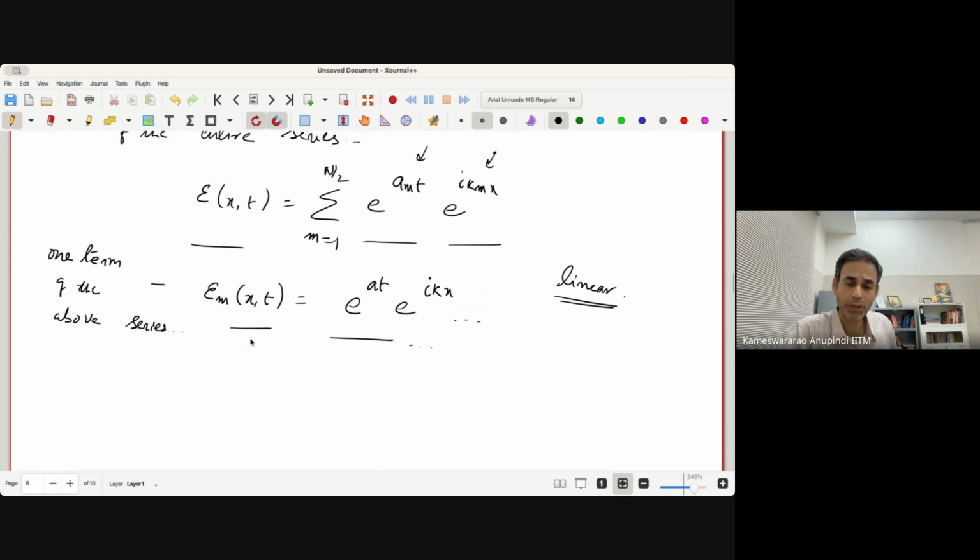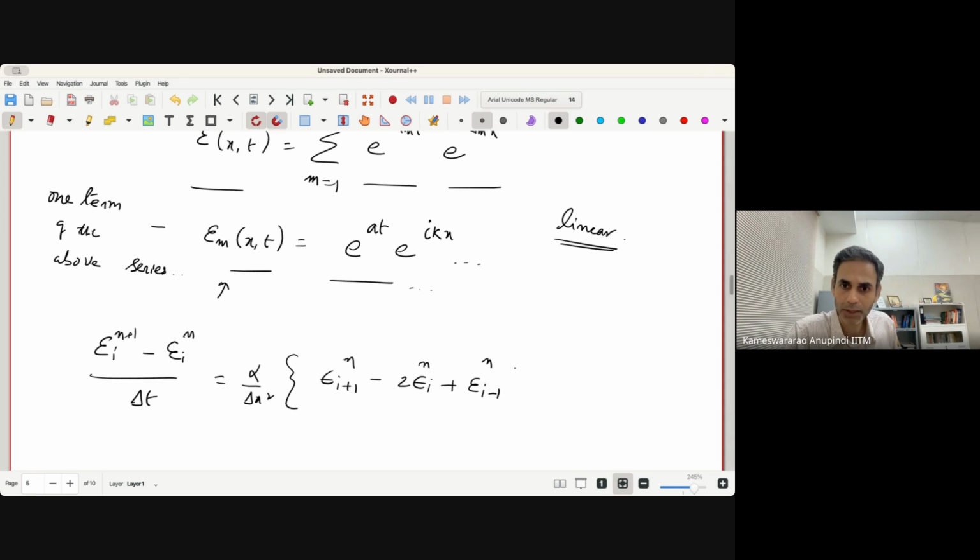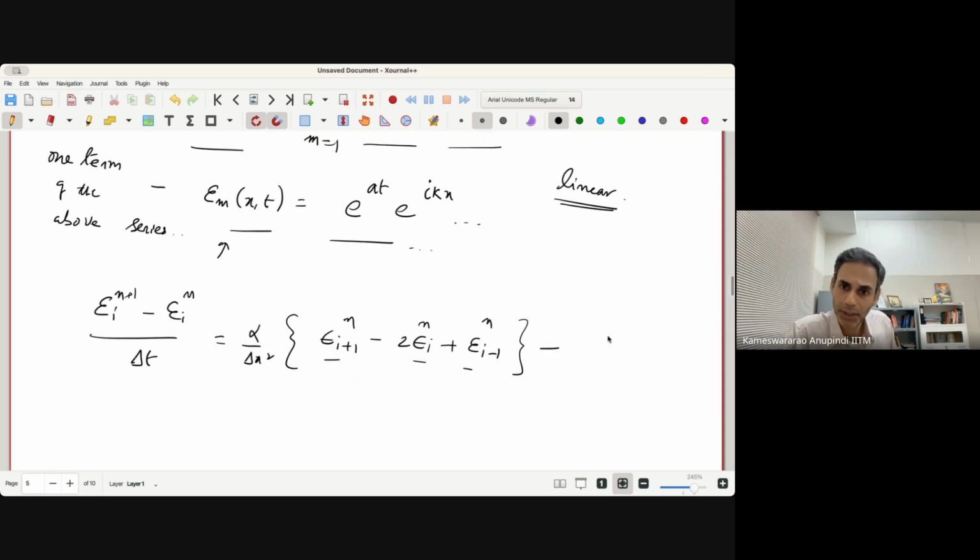Now we go back to our equation, substitute for this value, and look at whether our round-off error is going to increase or decrease. So I will rewrite the governing equation for the error. It is given by (epsilon_i^(n+1) minus epsilon_i^n) divided by delta t equals alpha by delta x squared, times (epsilon_(i+1)^n minus 2 epsilon_i^n plus epsilon_(i-1)^n). My epsilon is a little bit mixed up, but all of them are the same. So this is the governing equation for error.